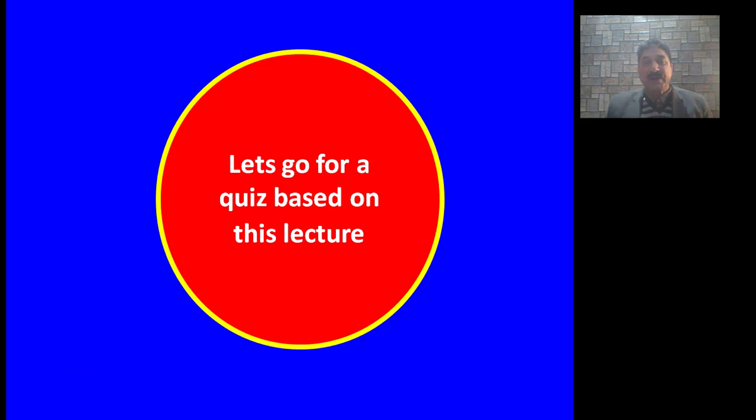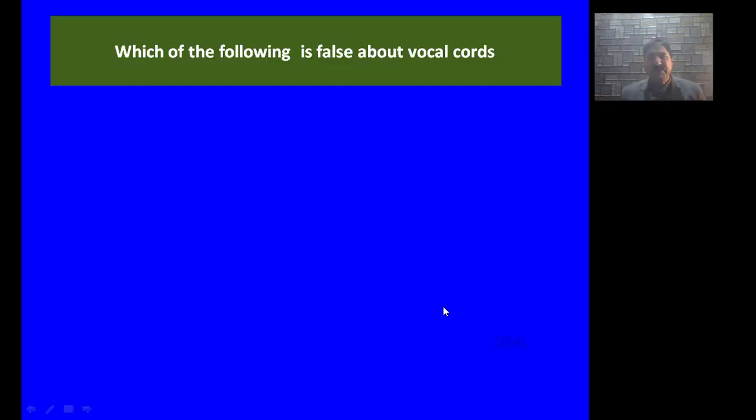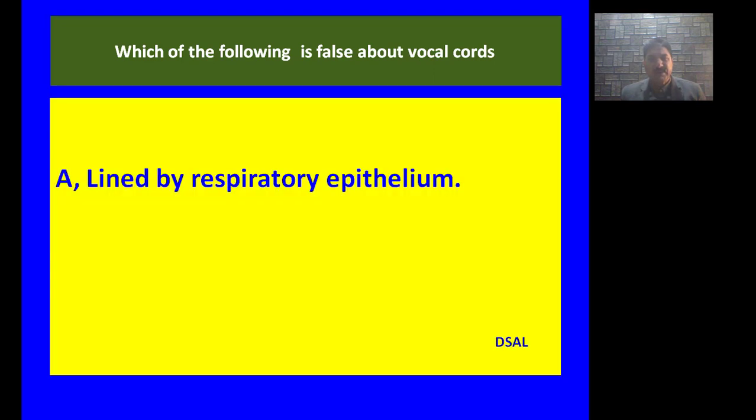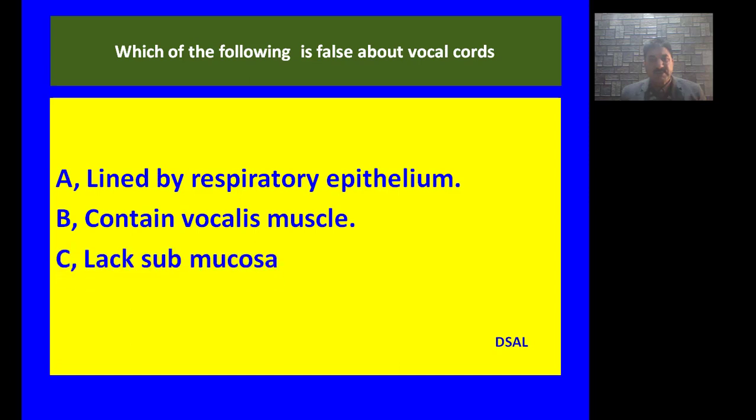Now let us go for a quiz based on this lecture. Which of the following is false about vocal cords? They are lined by respiratory epithelium. They contain vocalis muscle. Mucosa of vocal cords lacks submucosa. They produce sound. A is the false statement.